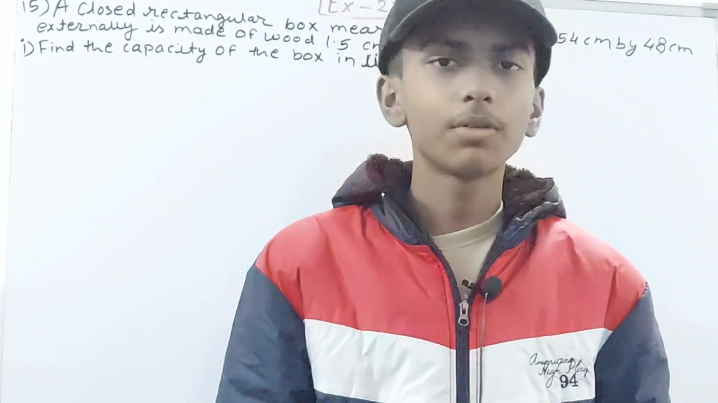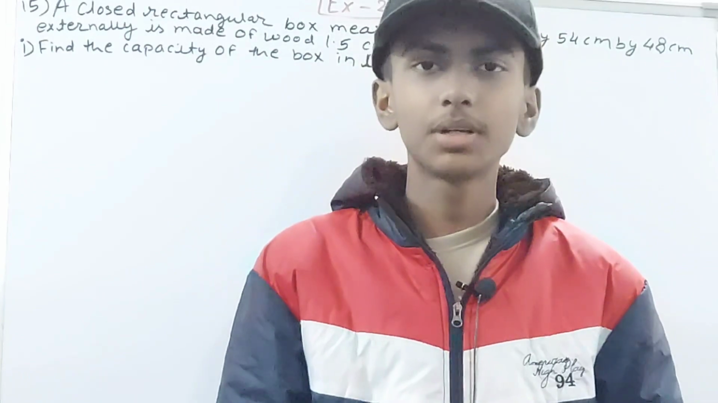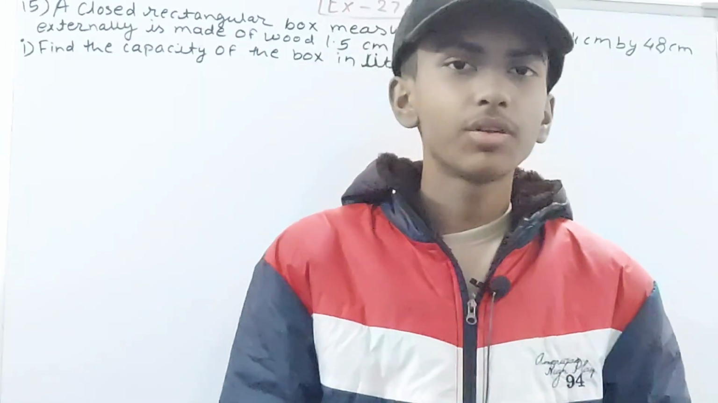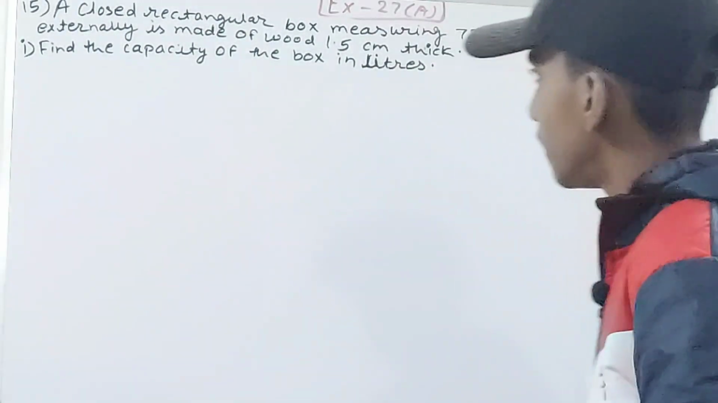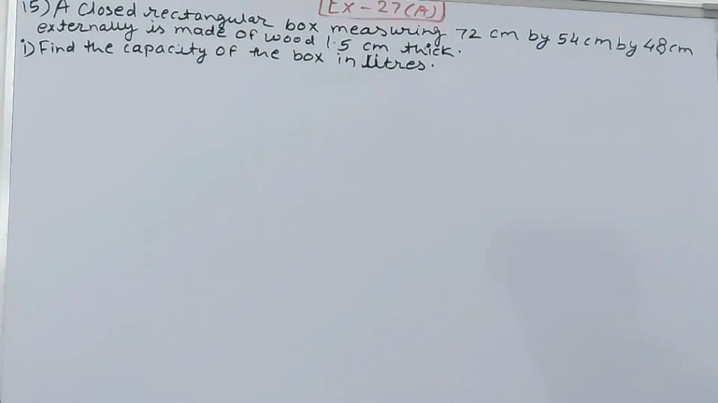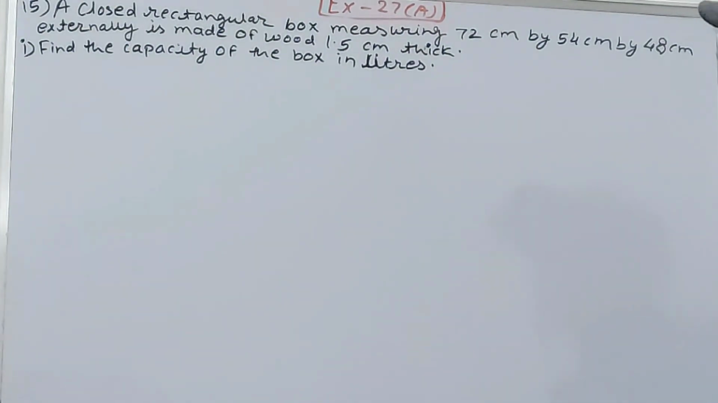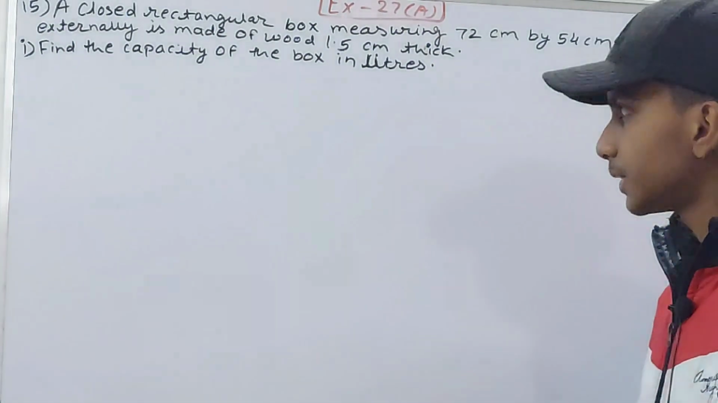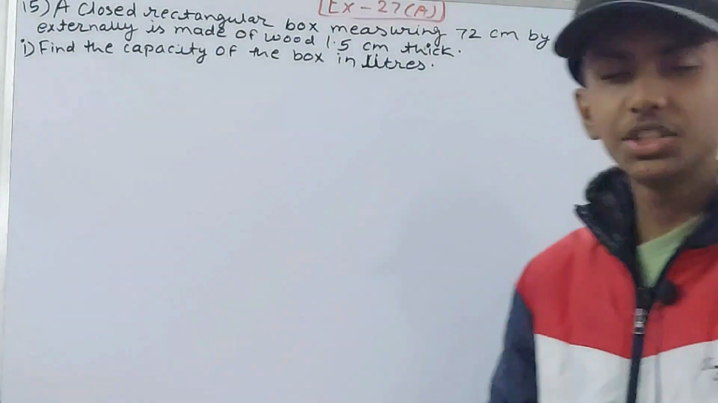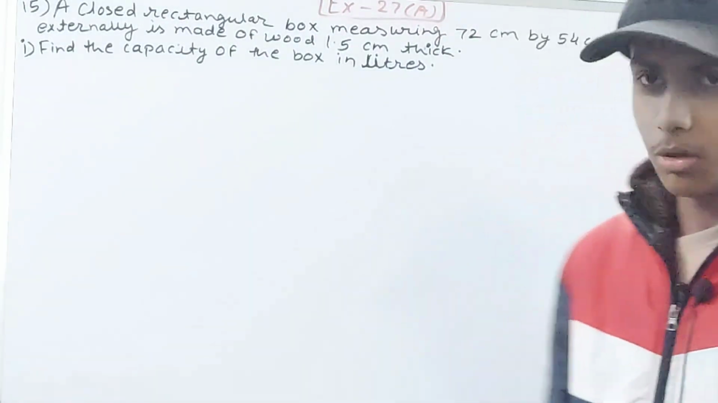In this video we are going to solve ICSE Mathematics Class 8 Chapter 27 Exercise 27A question number 15. A closed rectangular box measuring 72 centimeters by 54 centimeters by 48 centimeters externally is made of wood 1.5 centimeters thick. So first one is find the capacity of the box in liters. Whenever you see capacity, just find the volume of the box, right?